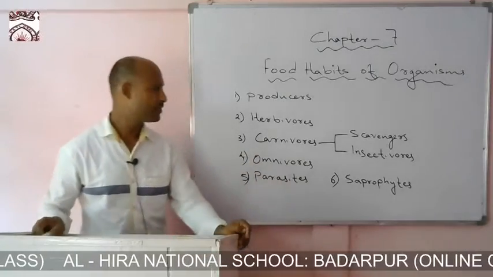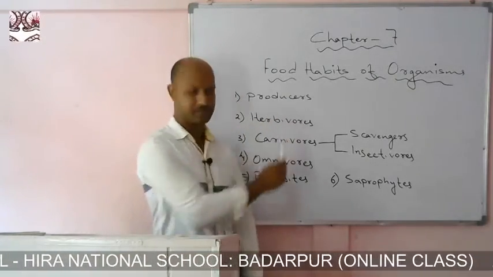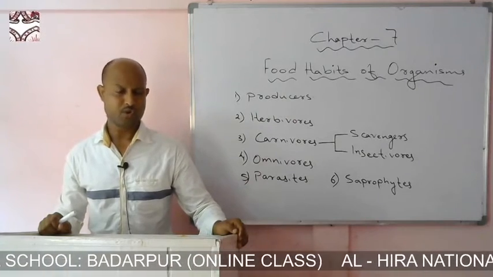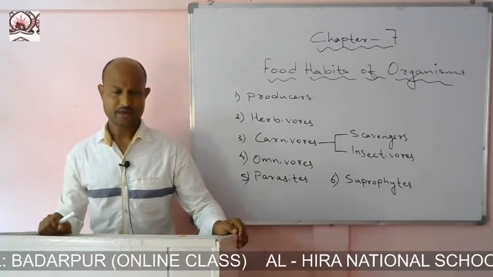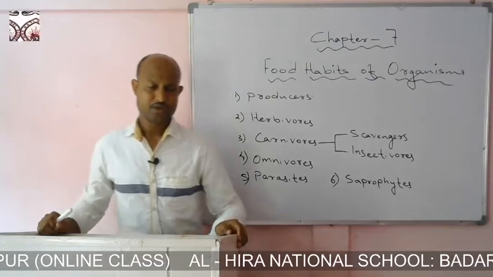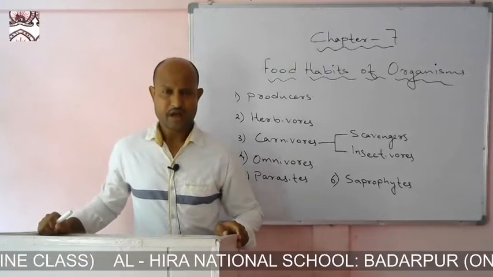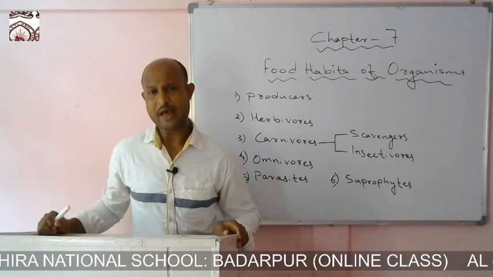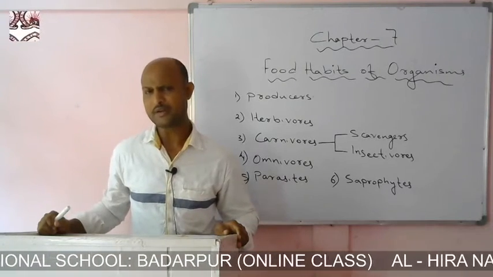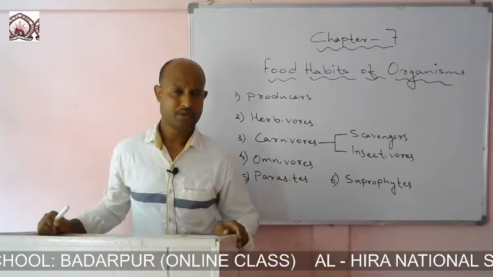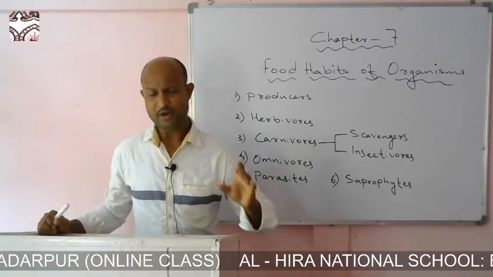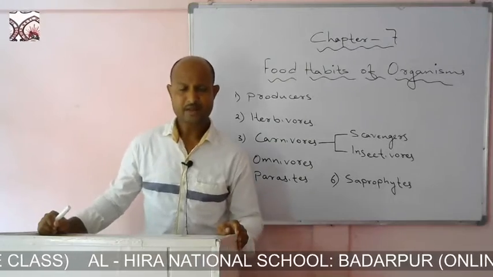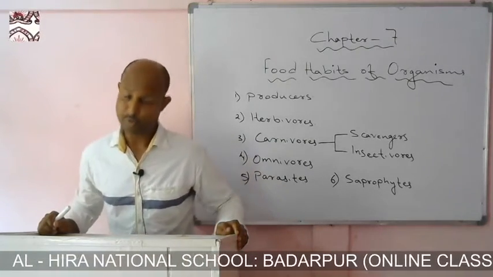So let us start with the first group, that is the producers. Scientists have classified under the group producers all such organisms which are able to produce food by themselves. For example, the green plants including algae. All these organisms are able to produce food by themselves, and they are known as producers.